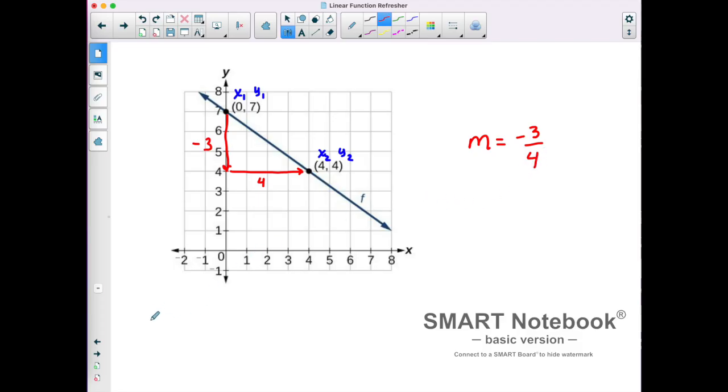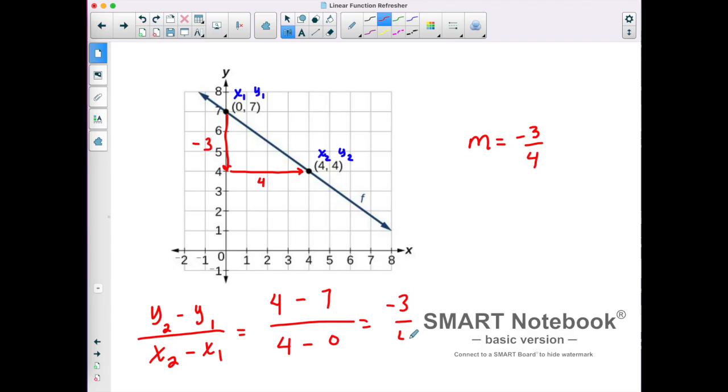We could have used the slope formula for that and done y2 minus y1 over x2 minus x1, and we'll get the same thing. For this one, y2 I have labeled as 4 here, minus y1, which would be 7, over x2 minus x1, so 4 minus 0, and we do get -3/4.